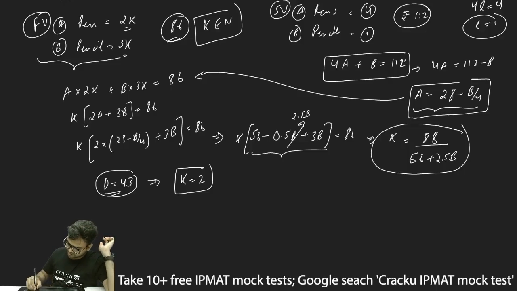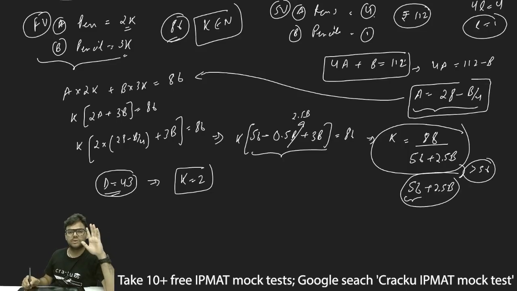Because the denominator is 56 plus 2.5b. So the denominator will always be greater than 56. Why? Because b is always a positive value. B is a cost and it can never be a negative value. So there is something being added up in 56, and thus I can say the denominator will always be greater than 56.